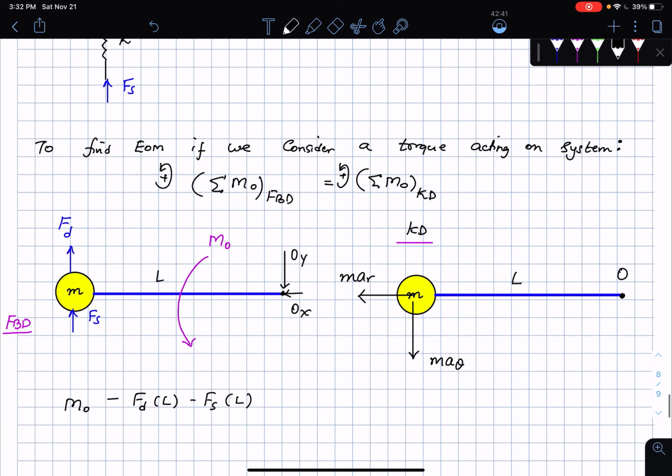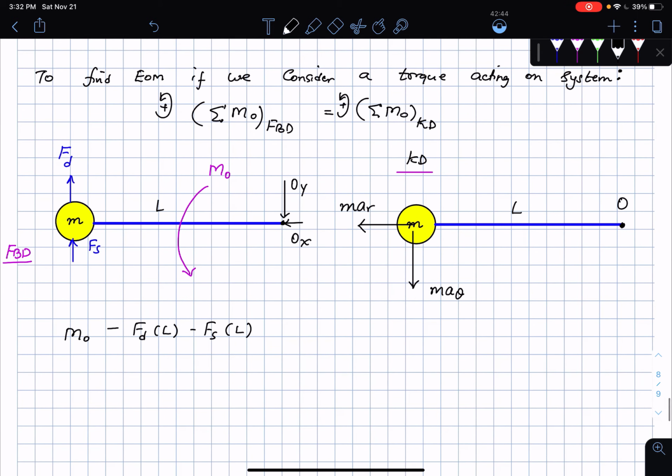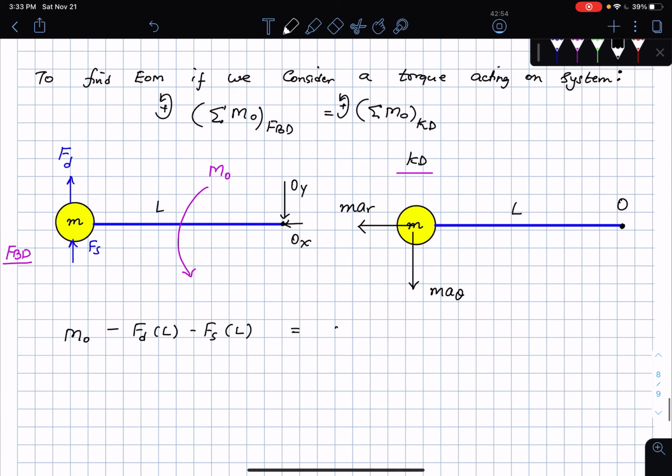And as you can see, this is fairly a routine procedure. I'm just applying moments about the point O so that Ox and Oy do not become a part of my equation of motion. And if I now look at the other side, this is going to be m times a_theta times the distance of L. So this is now going to be the following: M naught minus k times L theta times L, minus c times L theta dot times L, is equal to m times L times theta double dot times L.